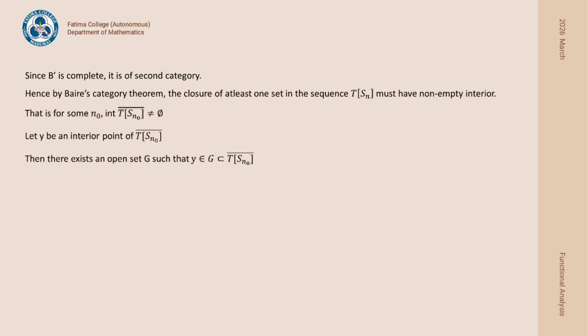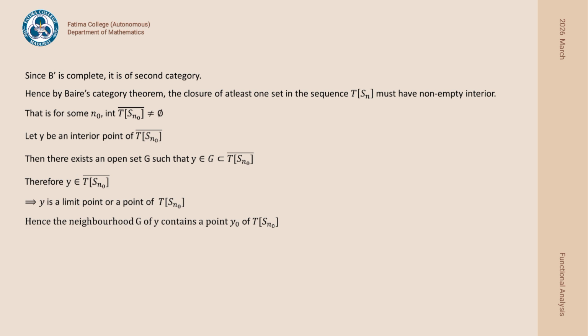Therefore, there exists an open set G such that y belongs to G subset of T of Sn naught closure. That is, as y is an interior point, by the definition of interior point, there exists an open set G which contains y and is contained entirely inside the set T of Sn naught closure. Therefore, y belongs to T of Sn naught closure.